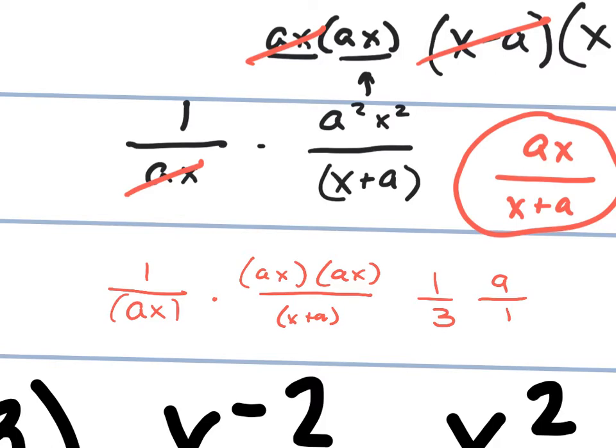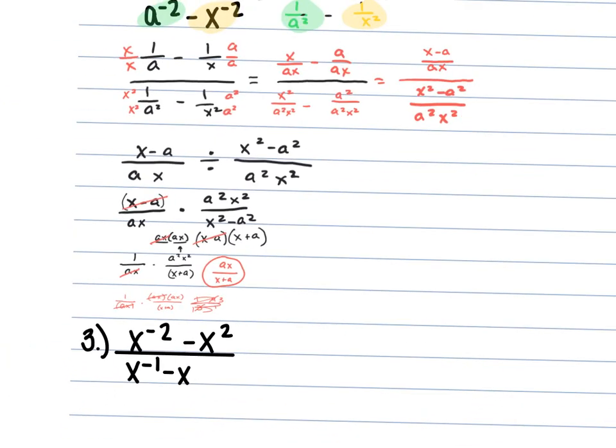It's just like this. Why can't I cancel that 3 out with the 9? The 9 is just 2 3s. Right? I can't cancel a 3 out with a 9. I can say 3 goes into 3 once, 3 goes into 9 3 times. I can do that. What we did here is we canceled one of the ax's with one of the ax's, leaving an ax over x plus a. Let's go on to number 2.